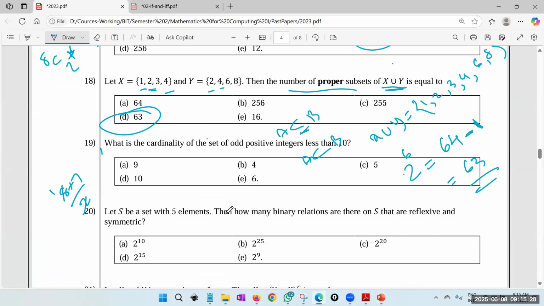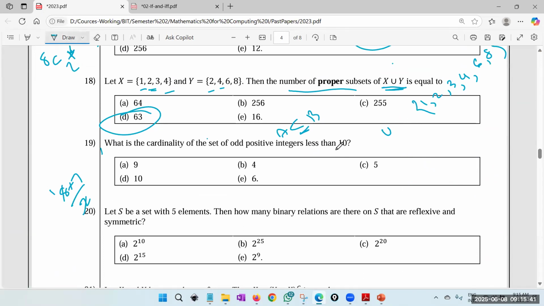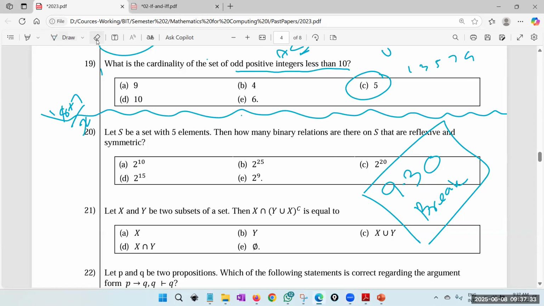Right. 19th question. What is the cardinality of the set of odd positive integers less than 10? Okay, that is a grade 8 students' question. How many odd positive integers are there less than 10? 1, 3, 5, 7, 9. So therefore the cardinality is 1, 2, 3, 4, 5. Answer 19 is C.